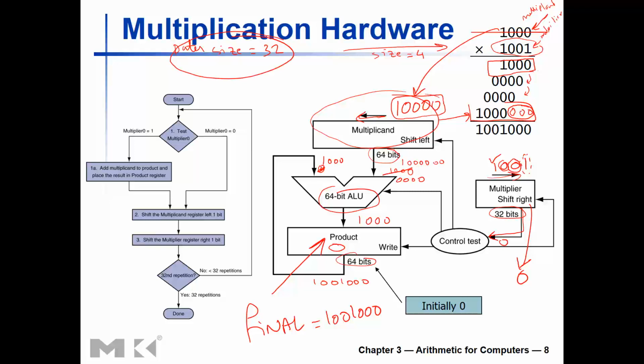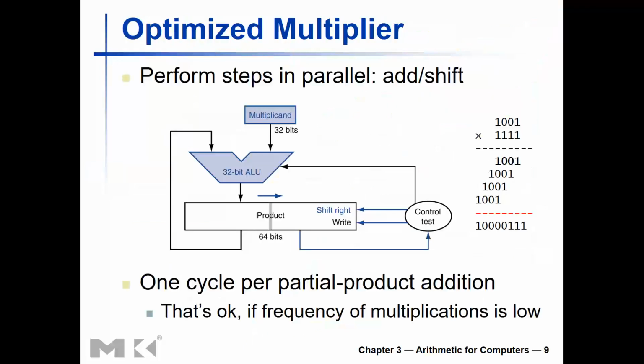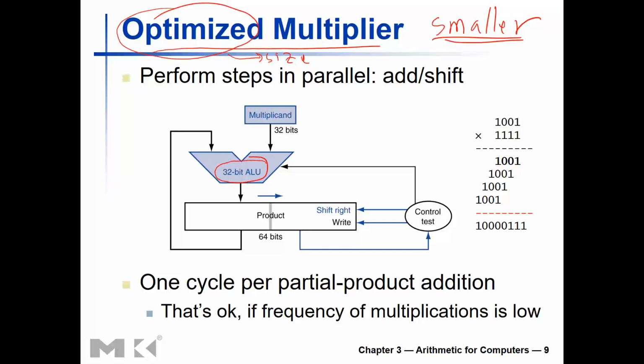because we typically deal with 32-bit sizes. Now, there is a more optimized multiplier. And what do I mean by optimized? Well, it is optimized in terms of size. It is smaller in size. Why smaller? Well, notice here, the solution presents a 32-bit ALU, and in the previous solution, which is not the optimized one, it was 64.